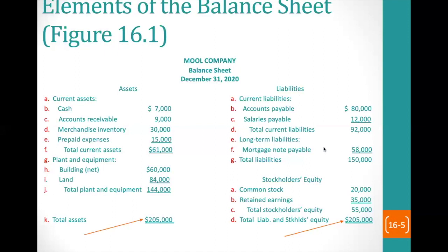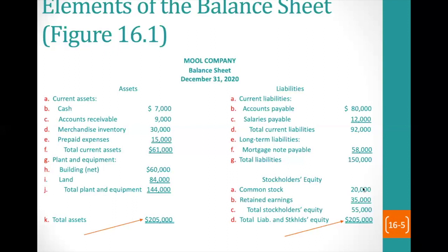Moving on, we see long-term liabilities. Long-term liabilities are debts or obligations that they do not have to pay within the next year. There is one long-term liability on this balance sheet, which is a mortgage note payable. So it's the debt that is owed on this building that they purchased. So when you add your current liabilities and your long-term, you get total liabilities of $150,000.